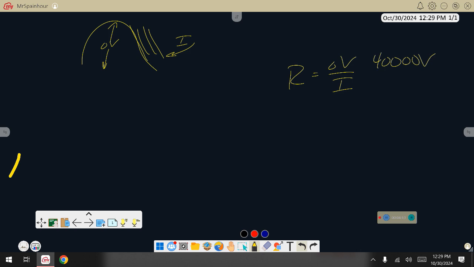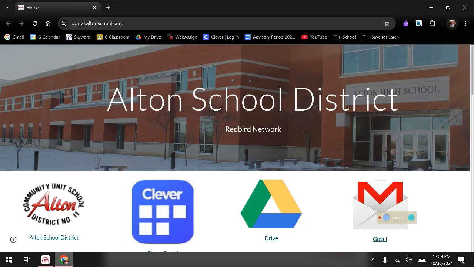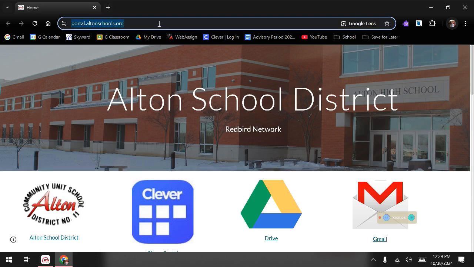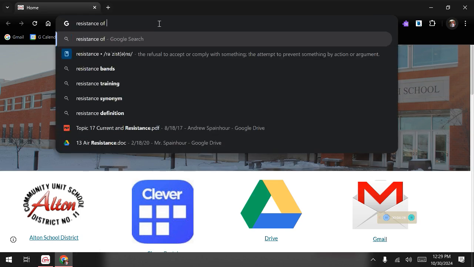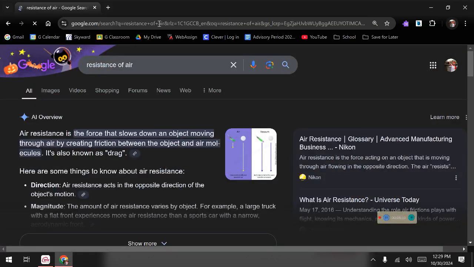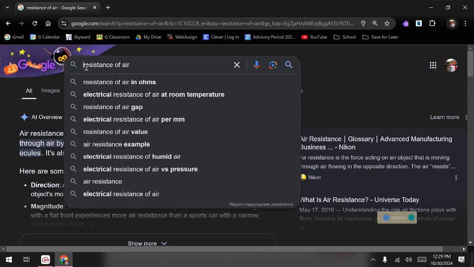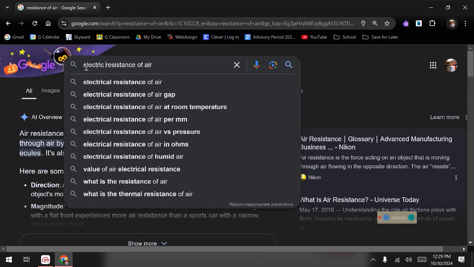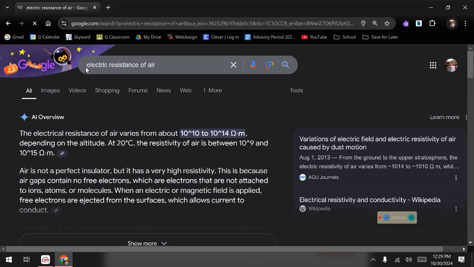Something on the order of, if my skin is 100,000, I'm just making something up. I don't know exactly what it is, but we can look it up rather than guess. We actually calculate this later, but let's just look up the resistance of air. No, not air resistance. So somewhere on the order of 10 to the 10th or 10 to the 14th ohms per meter. Per centimeter is probably more appropriate, but that still brings us down to like 10 to the 8th.